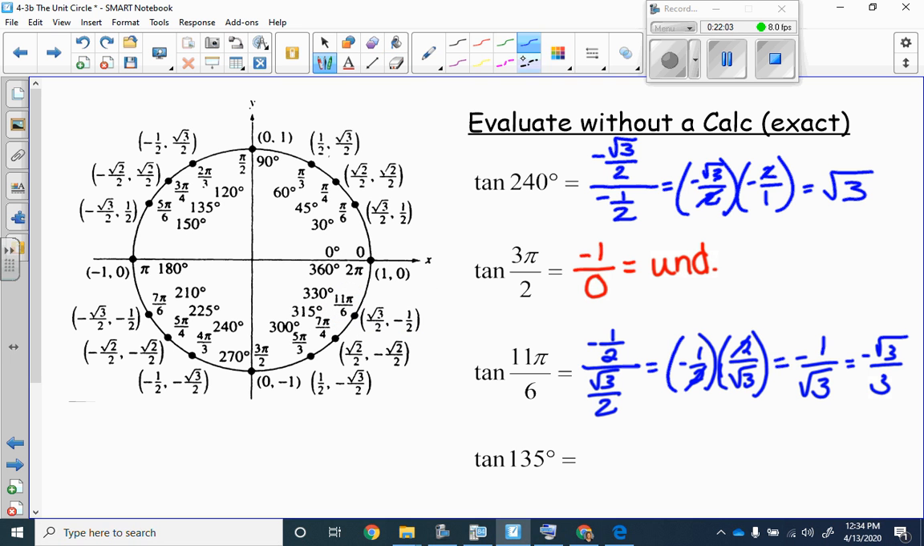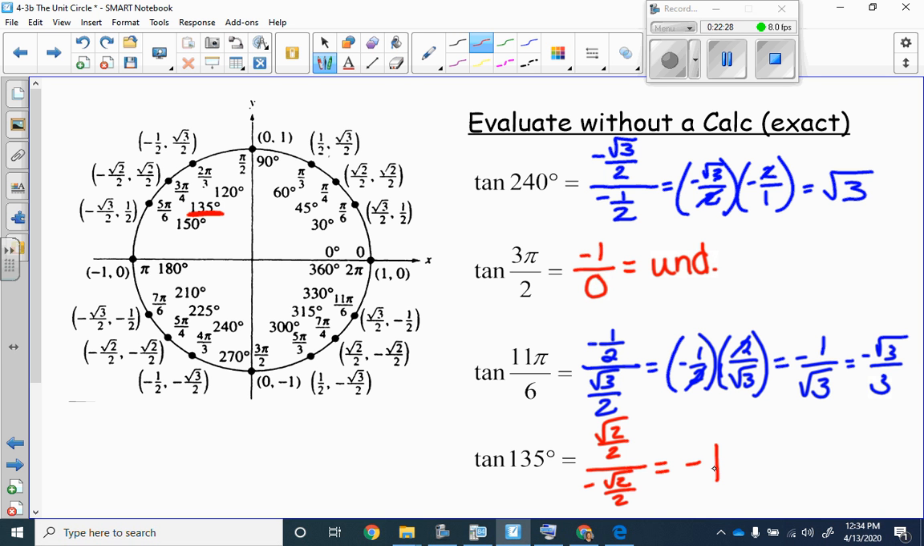And how about lastly then the tangent of 135. So 135 puts me here. Taking my y, which is the square root of 2 over 2, divided by a negative square root of 2 over 2. Anything divided by itself is 1, so our tangent is negative 1. Now one thing that you will start to notice is that the tangents do repeat themselves.